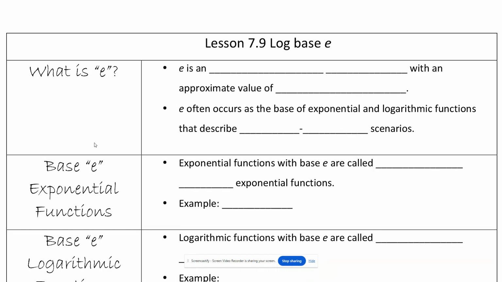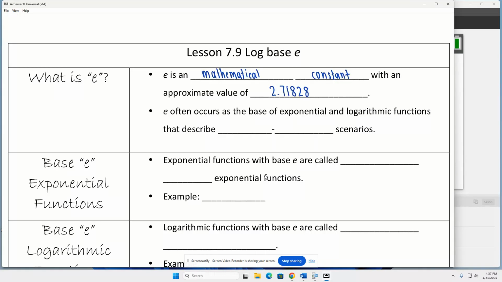e is, like they mentioned, a lot like pi. It's a mathematical constant, meaning it always stands for the exact same value. And again, that value is an estimated value, which is 2.71828. Okay?